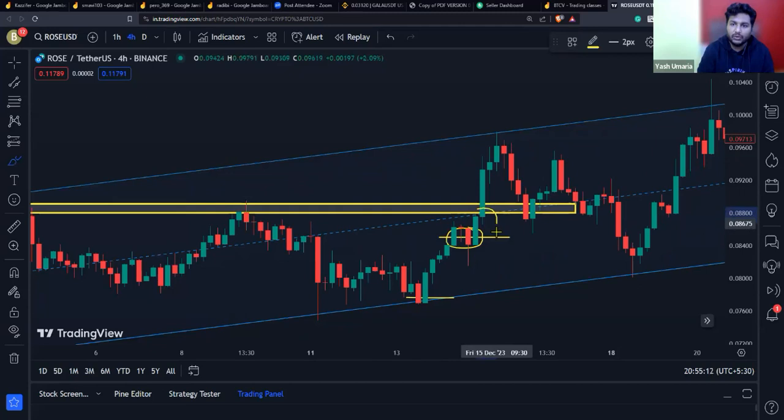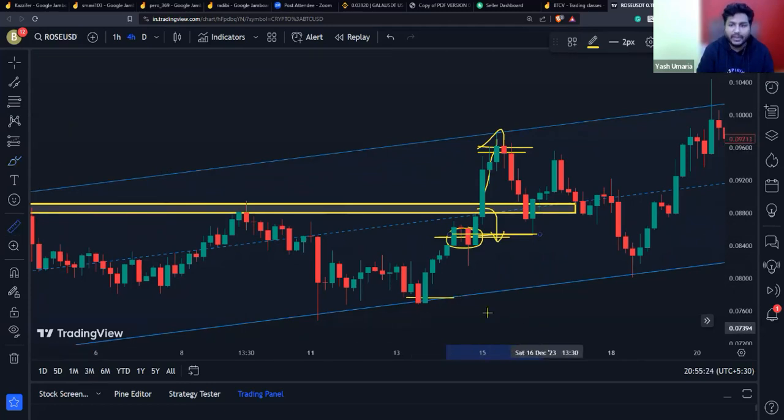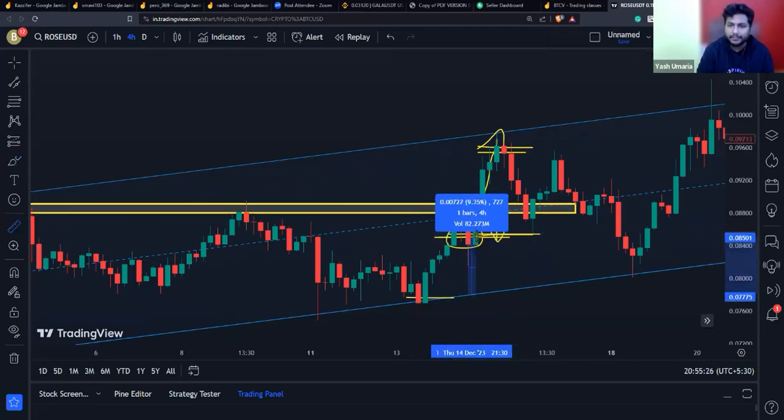Either the market goes down or the market goes up. If the market goes up, we already have our exit position ready. If the market goes down, we already have our stop loss ready. So at least you will make 9% of profit. At least that's the minimum. Okay, very good, great, right?